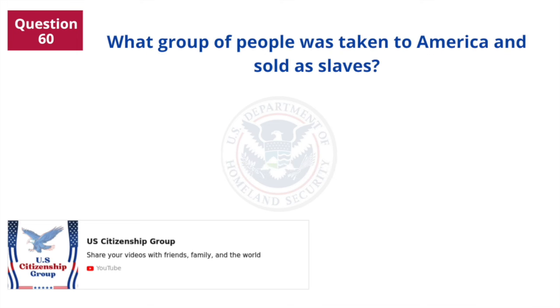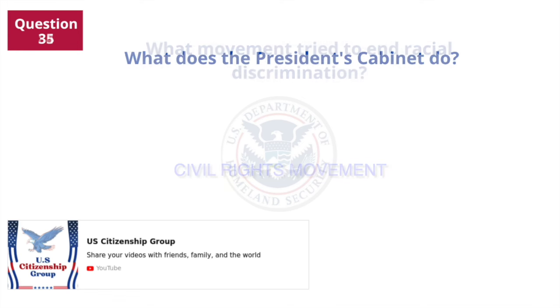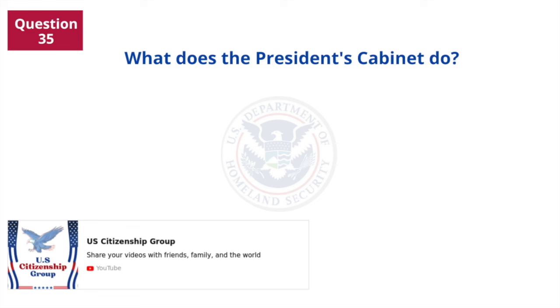What group of people was taken to America and sold as slaves? Africans. What movement tried to end racial discrimination? Civil rights movement. What does the president's cabinet do? Advises the president.